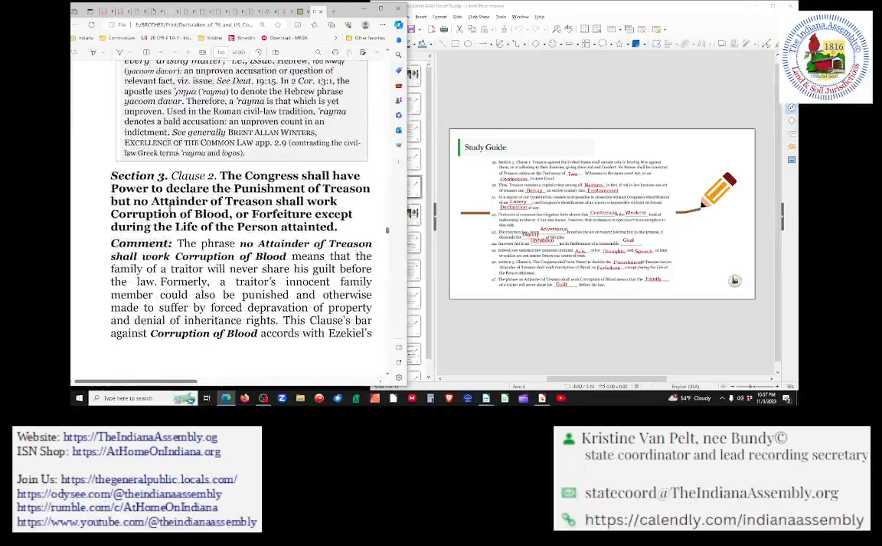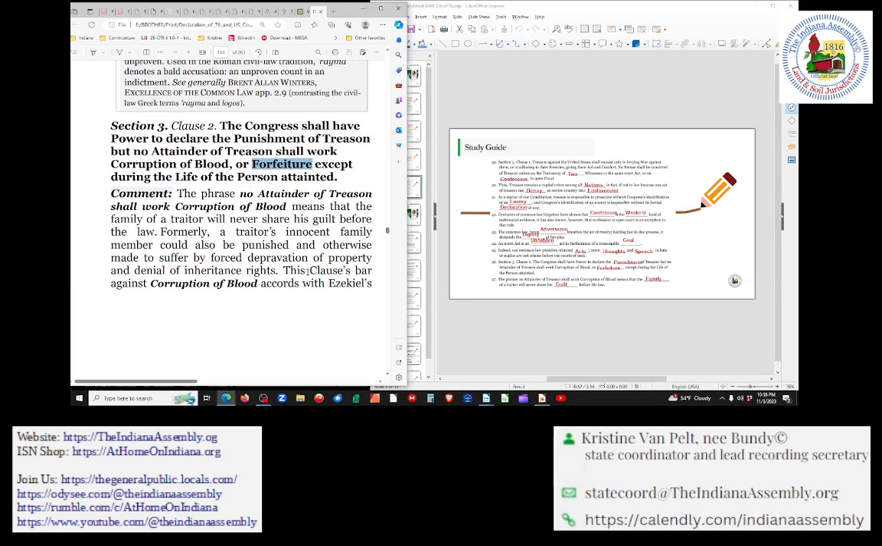All right, number 46, Section 3, Clause 2. The Congress shall have power to declare punishment of treason, but no attainder of treason shall work corruption of blood or forfeiture except during the life of the person attainted. But that's also why they wait and hold things out for at least 75 years before they try to let you get that information in. Number 47, the phrase no attainder of treason shall work corruption of blood means that the family of a traitor will never share his guilt before the law.